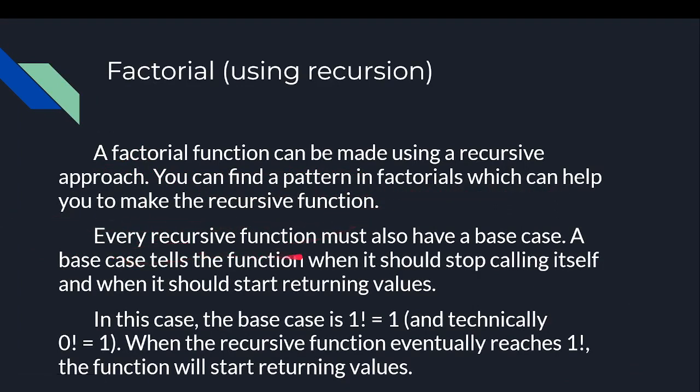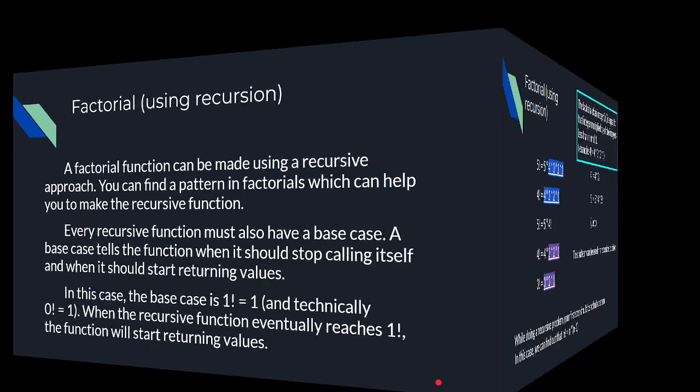Every recursive function must also have a base case. A base case tells a function when it should stop calling itself and when it should start returning values. In this case, the base case is 1 factorial is equal to 1. When the recursive function eventually reaches 1 factorial, the function will start returning values.